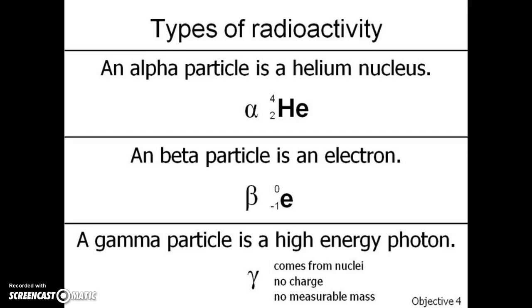The final decay that we're going to look at is gamma decay. Gamma decay produces a gamma particle, which is a high energy photon. A high energy photon is basically just an electromagnetic wave. Now the gamma particle is denoted by this symbol here. It comes from the nucleus. It has no charge and no measurable mass, but it does have energy.